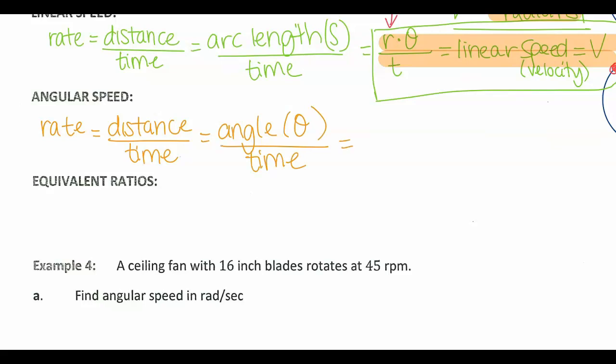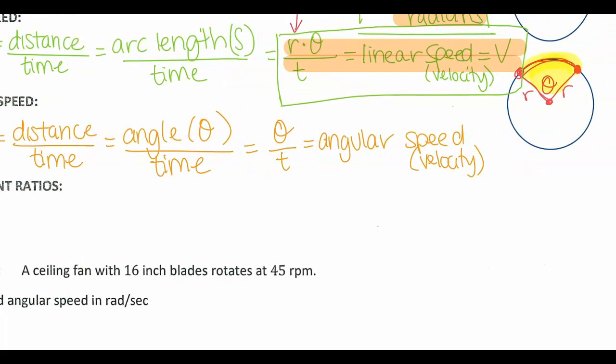So to simplify this a bit, there's not really a formula for your angle, it's just theta, and we're going to divide that by time. This is going to be your angular speed, or some teachers and some tests might call it velocity. And that we'll denote by the letter W.